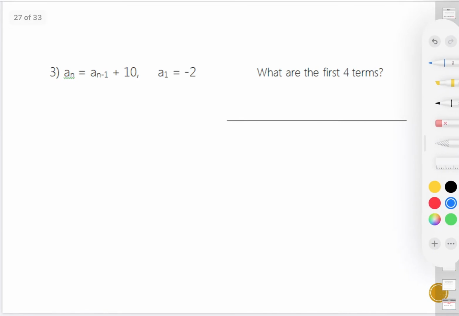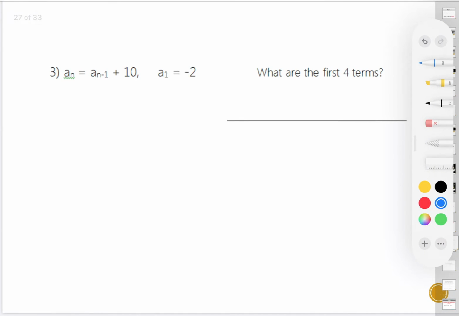Okay, try the same thing with number 3. So you have a starting number. You can draw a table if you want to. If you don't want to draw a table, you can just say that the first number is -2. And then from that first number, we need to add 10. -2 plus 10 is 8. 8 plus 10 is 18. 18 plus 10 is 28.